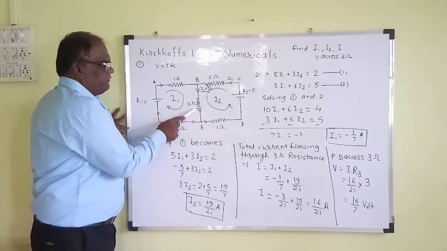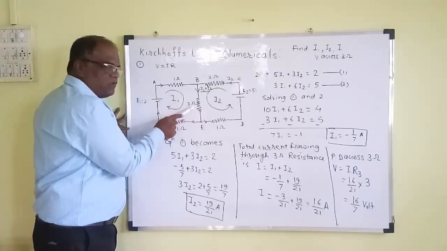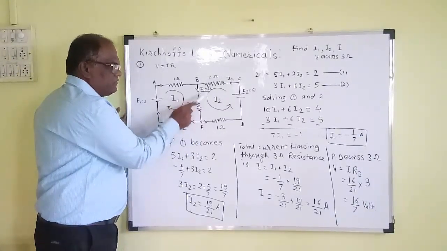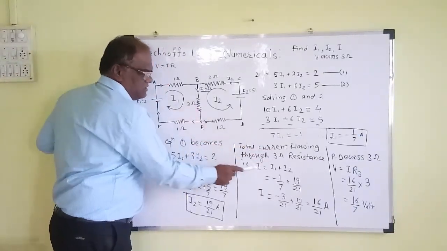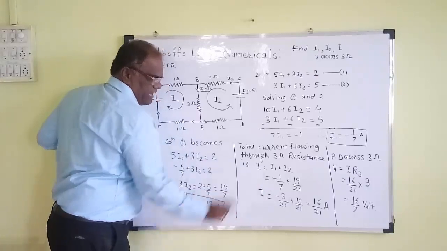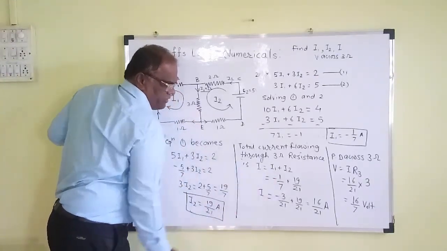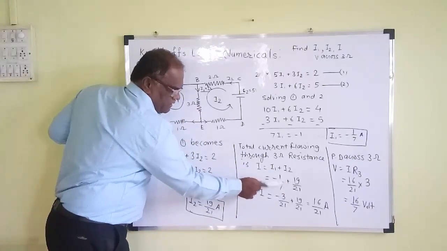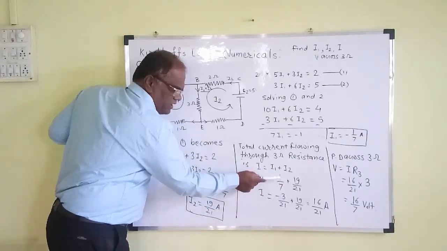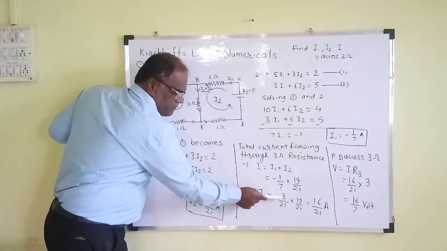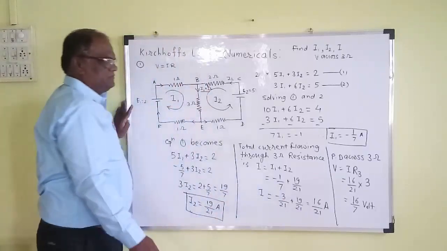See here, current flowing through the common resistance 3 ohm is I1 plus I2. Hence total current flowing through 3 ohm resistance is I1 plus I2. Just add minus 1 by 7 and 19 by 21, multiplying numerator and denominator by 3. Minus 3 by 21 plus 19 by 21. This is the total current.